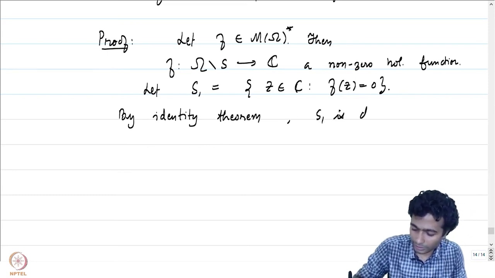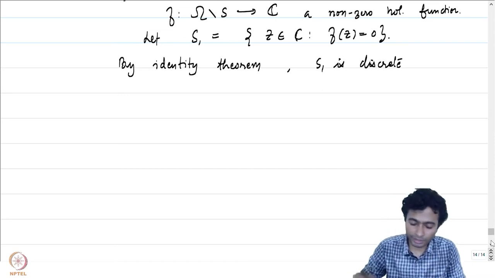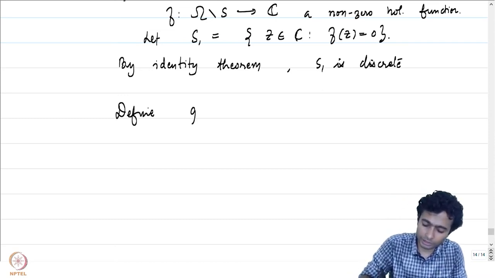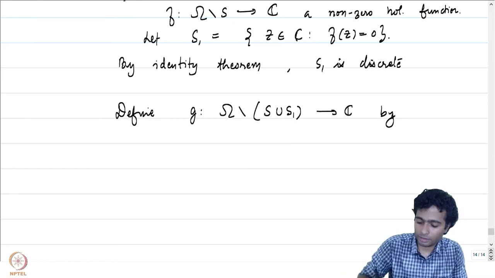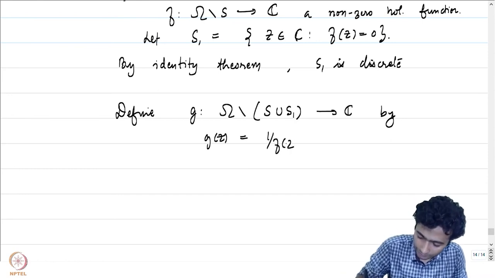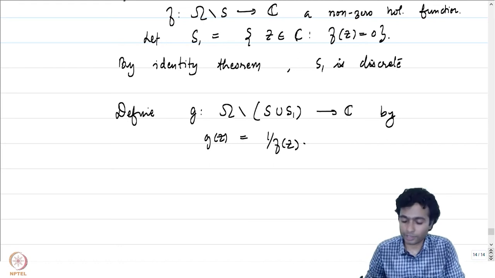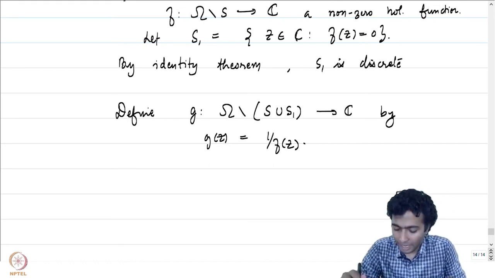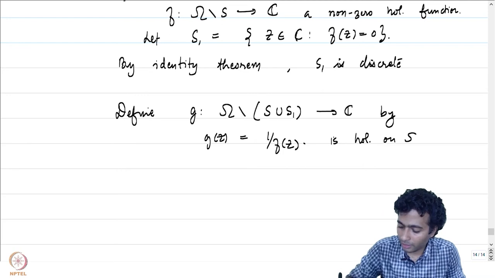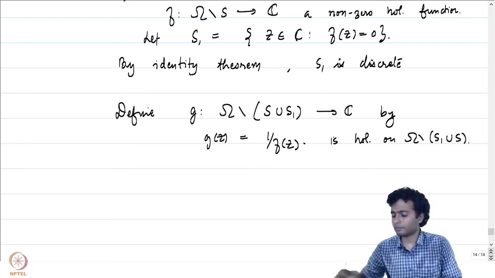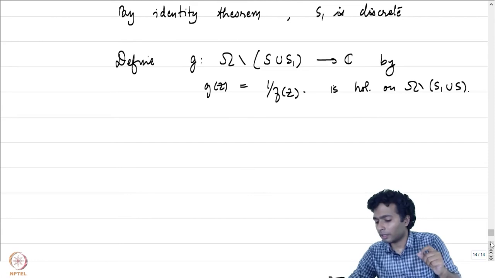S1 is discrete, and therefore S union S1 is discrete. Define a function g on Omega minus S union S1 into C by g of z is equal to 1 by f of z. Notice that on Omega minus S1 union S, the function f does not vanish because all zeros of f are captured in S1. And therefore, g of z equal to 1 by f of z is an honest holomorphic function on Omega minus S1 union S. Now the question comes about what happens at the points in S1 union S.